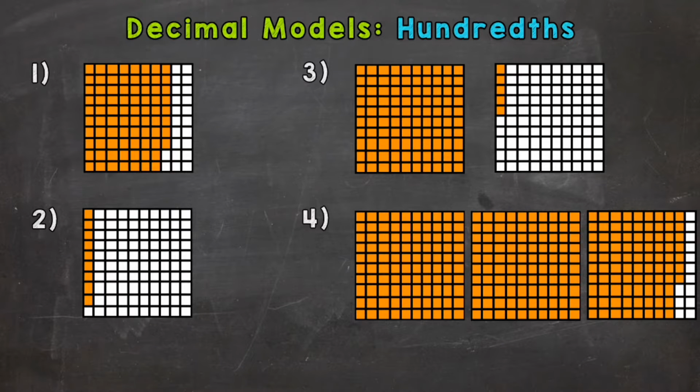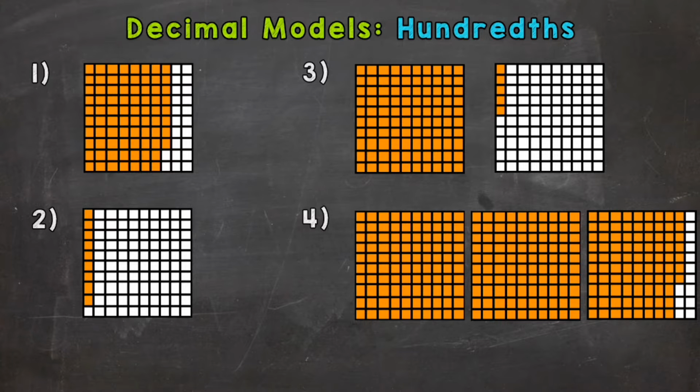In this video, I'm going to be covering decimal models. So we're going to be taking a look at a model and then writing out the decimal that that model represents. And in this specific video, we're going to be taking a look at hundredths. So we have 4 examples that we're going to go through together in order to get this down.